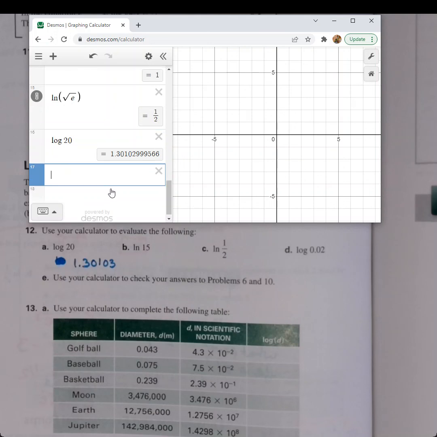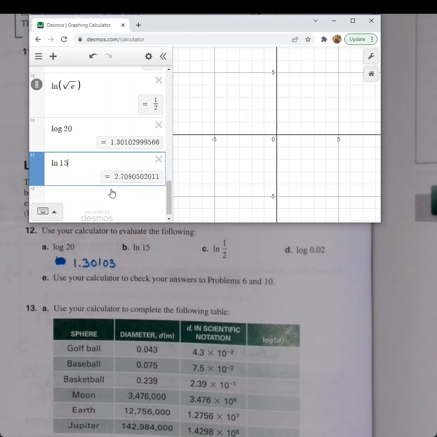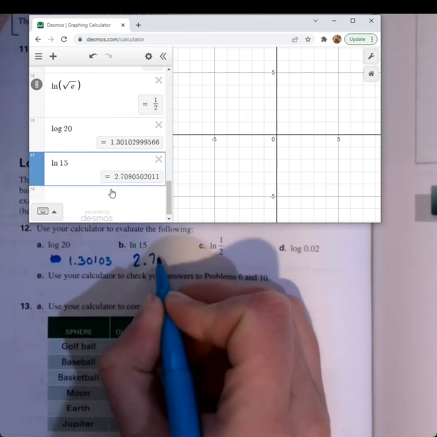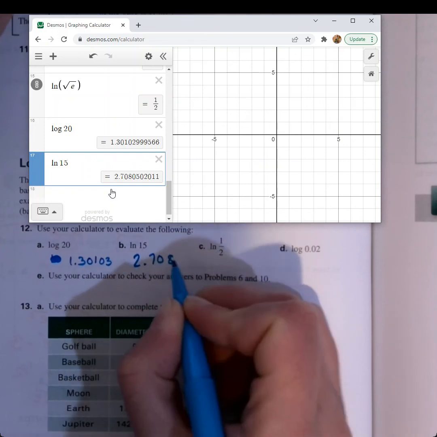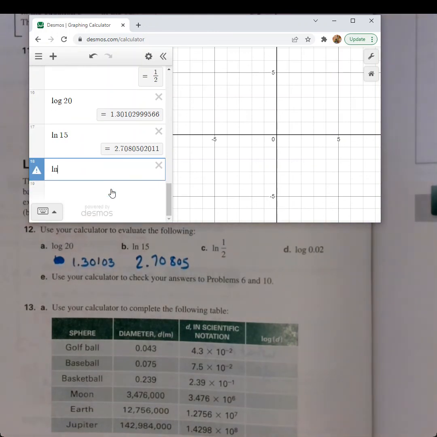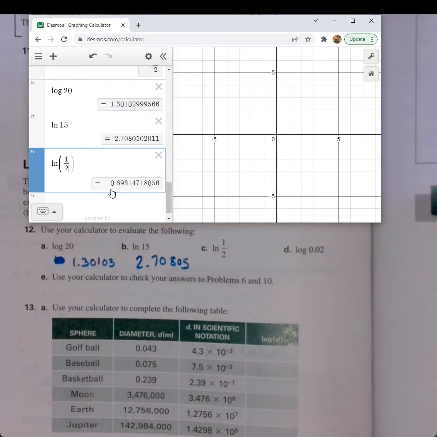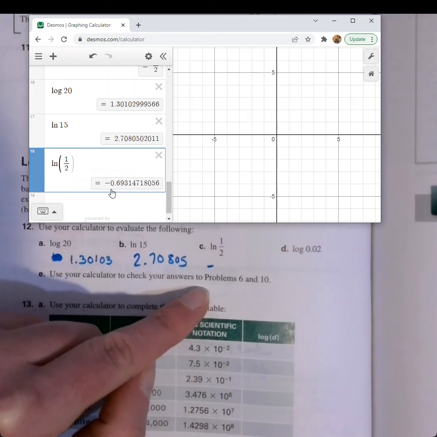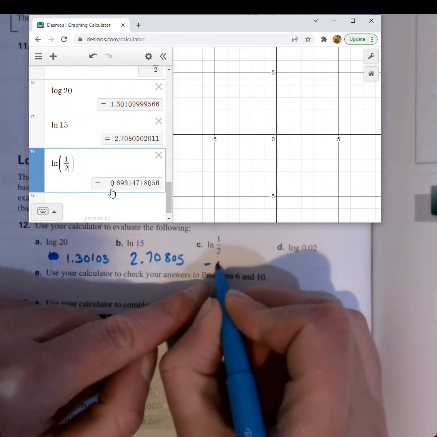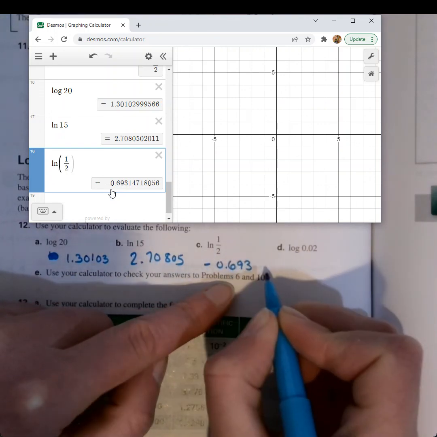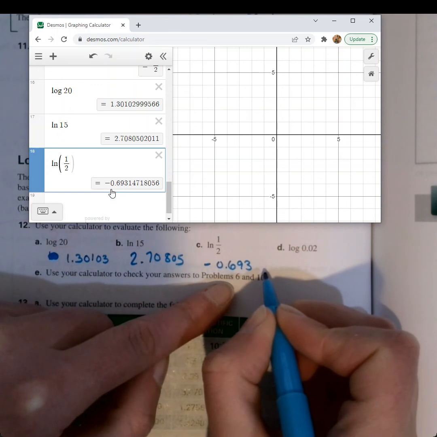All right. So the next one, natural log of 15. Okay. 2.70805. Natural log of 1/2. Now it's a fraction as the argument. You would expect the power to be negative, so that's good. Negative 0.69315.